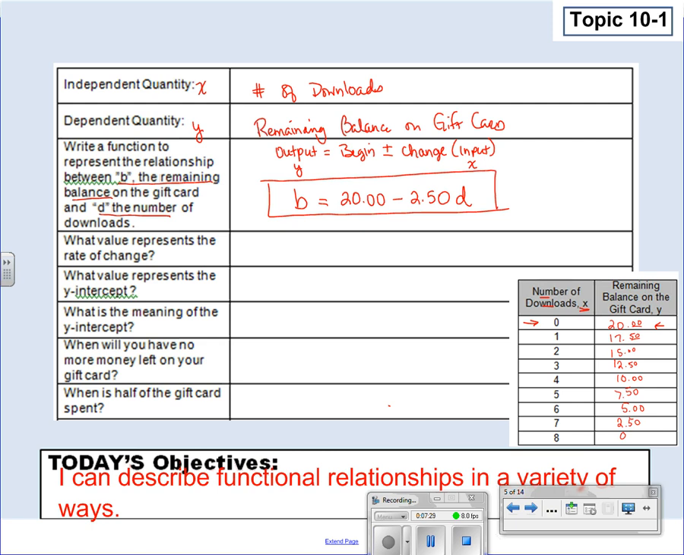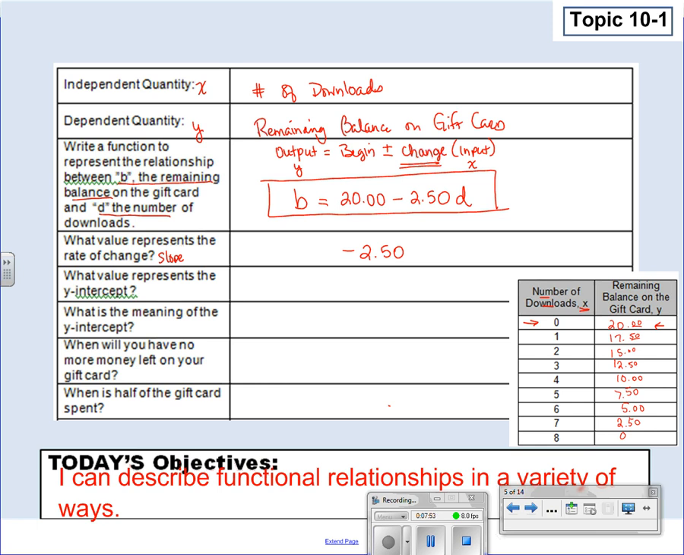What value represents the rate of change? The rate of change is also our slope. And when I look at the equation above, the rate of change is how does it change? In our equation above, it changed by subtracting 2.50. So our rate of change is negative $2.50, or negative 2.5.